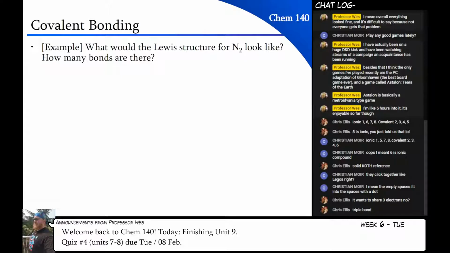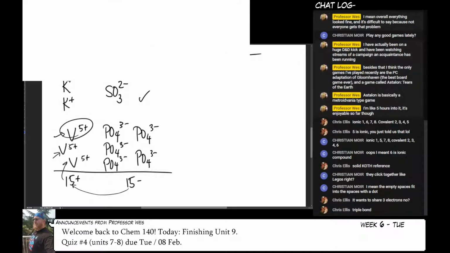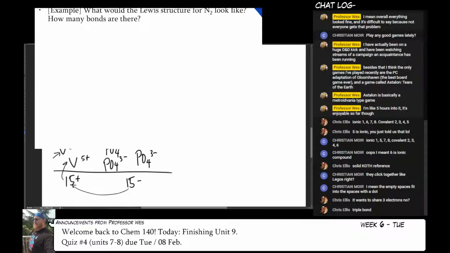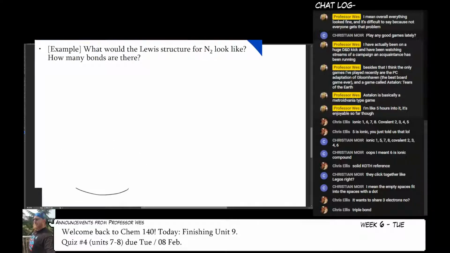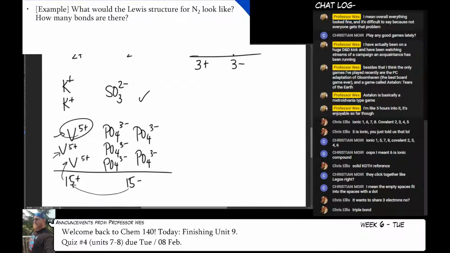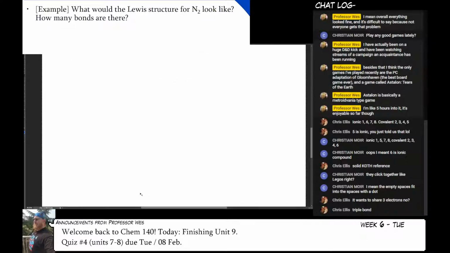All right, let's draw the Lewis structure. Actually, you know what I'm going to do? I'm going to draw it on this one because I know that I have a bunch of text coming up that I'm going to overwrite this. So let me erase all of this.